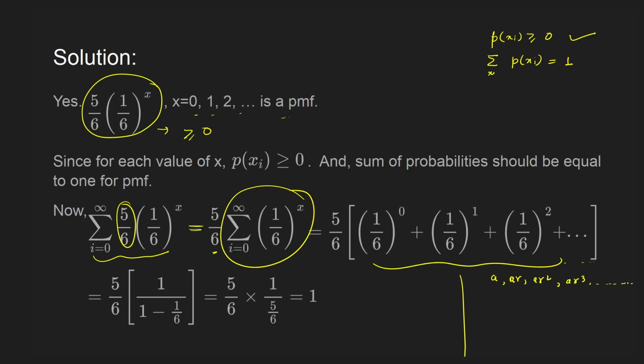So this is an infinite geometric series. So the sum will be equal to a divided by 1 minus r, where a is the first term of the series and r is the common ratio.